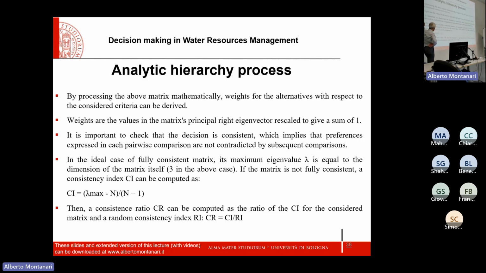In the ideal case of a fully consistent matrix, now let's focus on the eigenvalues. One thing is the eigenvectors, and another thing is the eigenvalues, which in Italian are called autovalori, just for the benefit of the Italian students. These eigenvalues, they are 4 in a 4x4 matrix, and we take the max. In a fully consistent matrix, the max eigenvalue is equal to the dimension of the matrix.